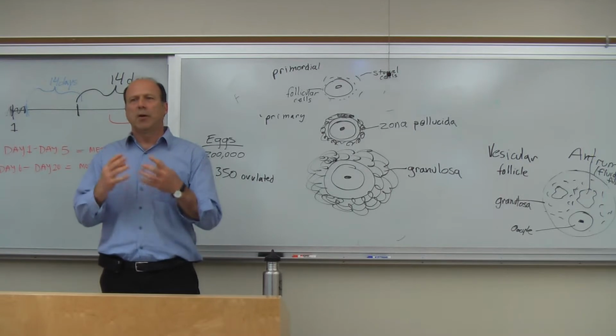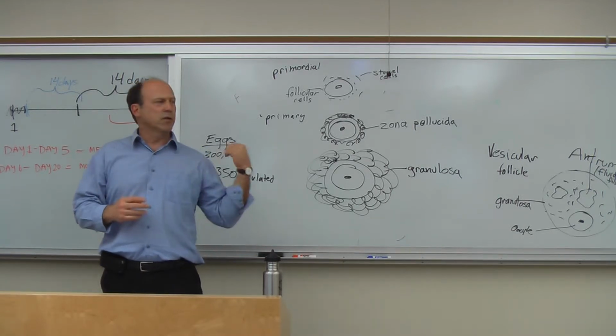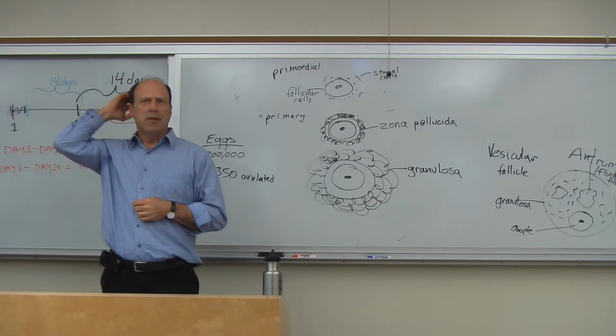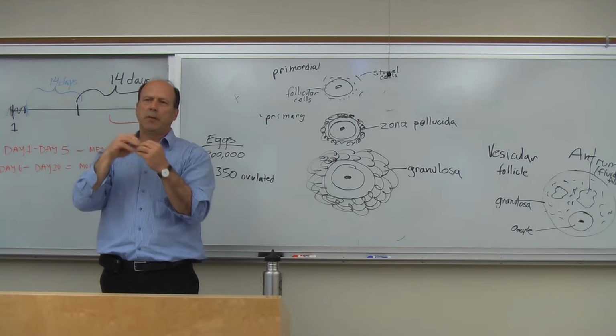So is that oocyte ready to go? Is it ready to be fertilized? We had just talked about this. I mean, is it ready to recombine? Are its chromosomes ready for recombination with the male?